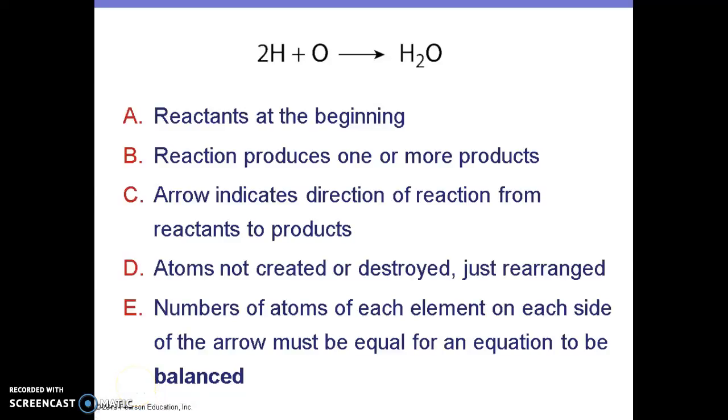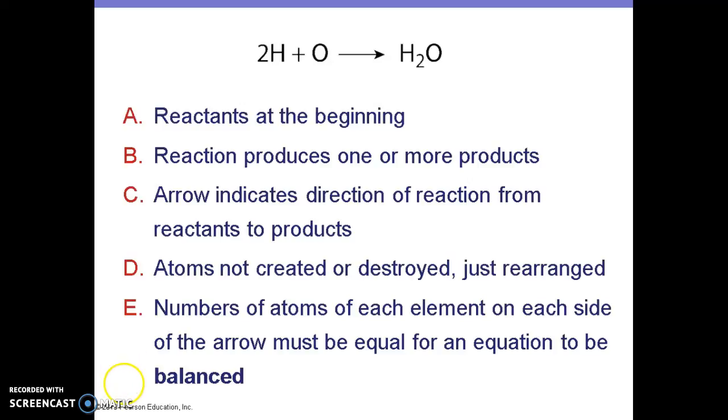You need to understand a chemical reaction in terms of what the reactant is and what the product is. The reactants are at the beginning of a reaction. They will react together to form a product. The arrow points to the product.